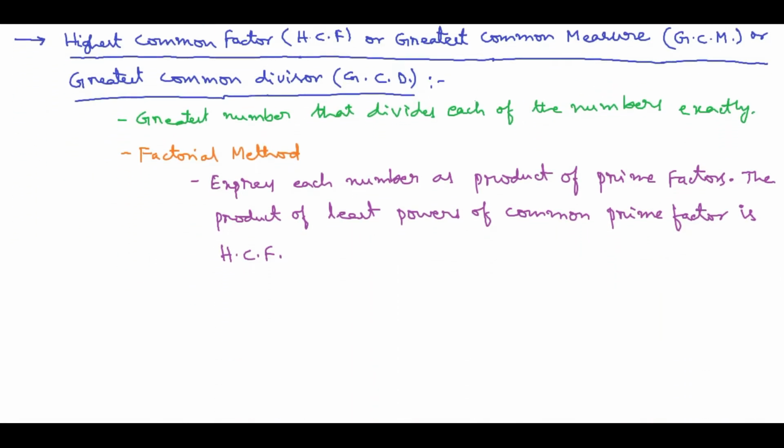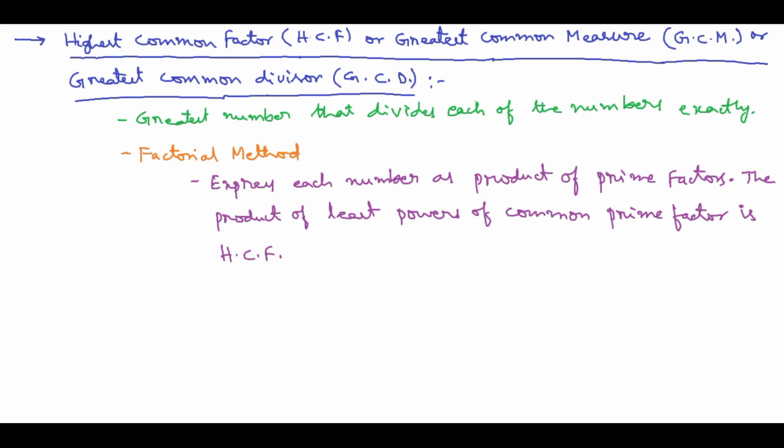Now we are directly entering the highest common factor, or greatest common measure, or greatest common divisor. What does it mean? It is the greatest number that divides each of the numbers exactly. Let us see with some examples, then it will be very clear for us. There are two methods with which we can easily find the highest common factor.